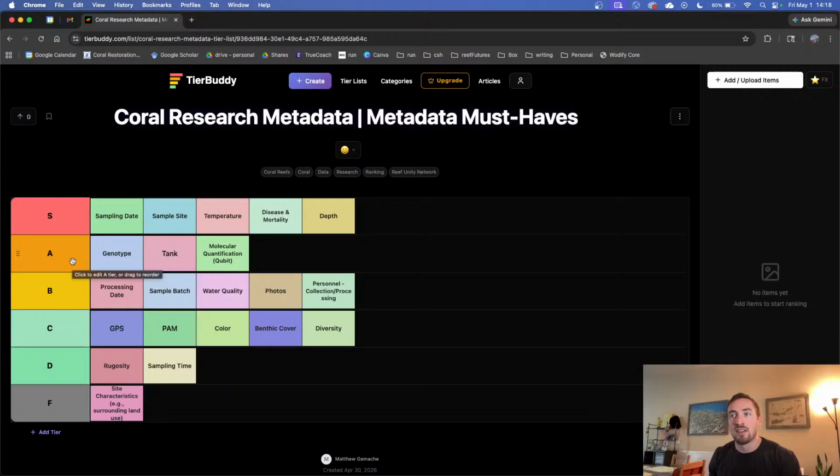A should be, and usually S tier things are super easy to collect, so that's why we included them as well. A tier is things that are pretty critical to your study, can be kind of a headache to keep track of or quantify. But you'll use it for most studies. Maybe not some field-based ones, but for most things you're going to be keeping track of. And they could be useful for models and certain batch effects. Although we ranked tank higher than other potential batch effects.